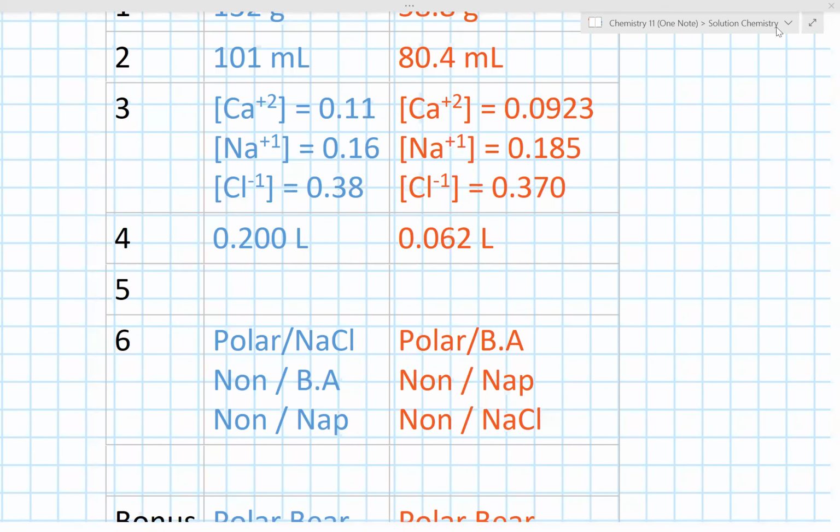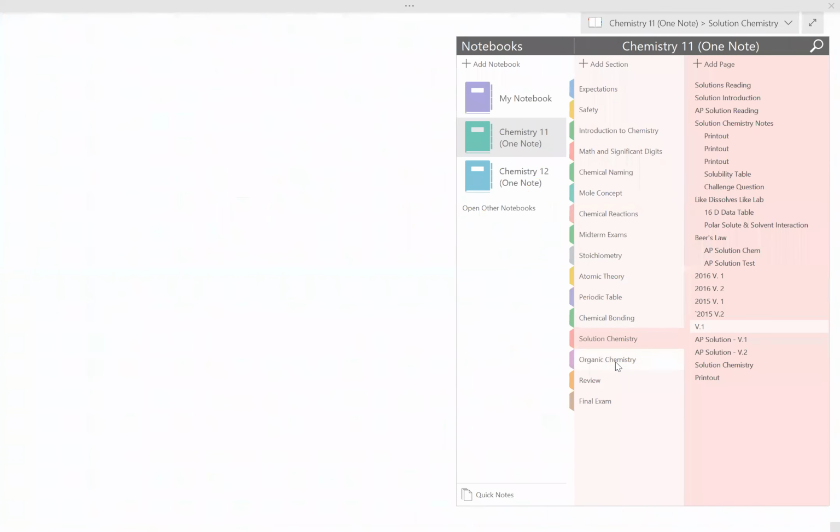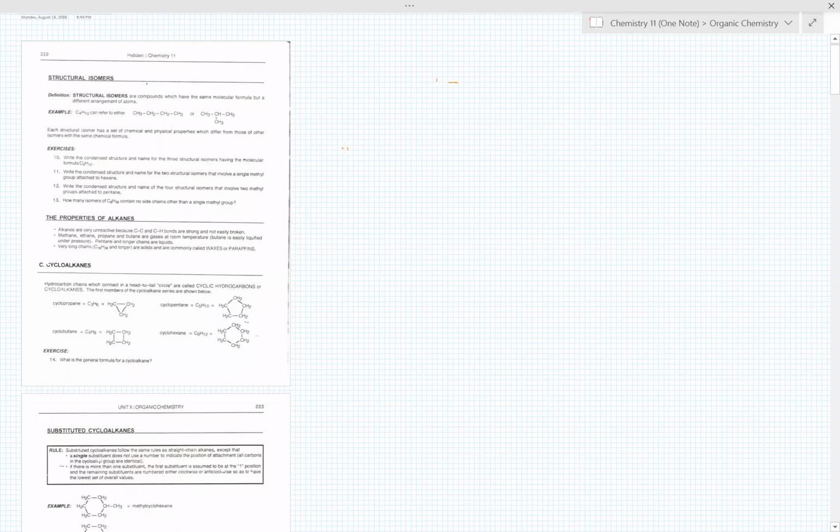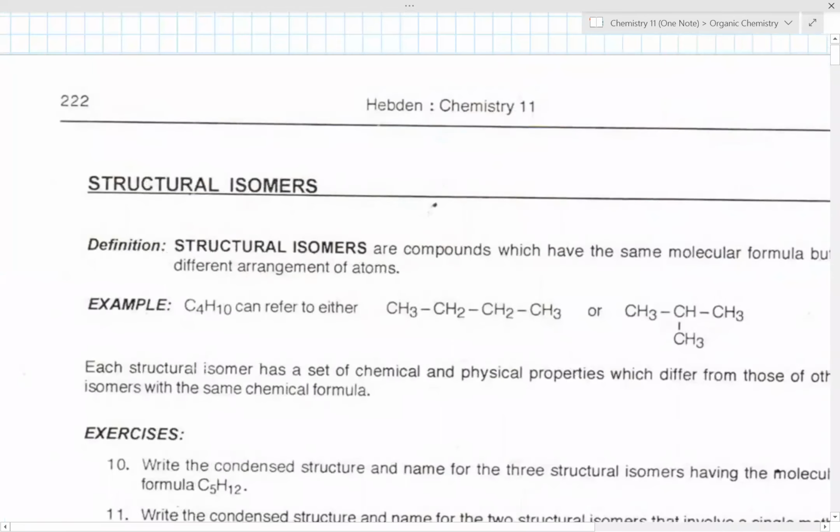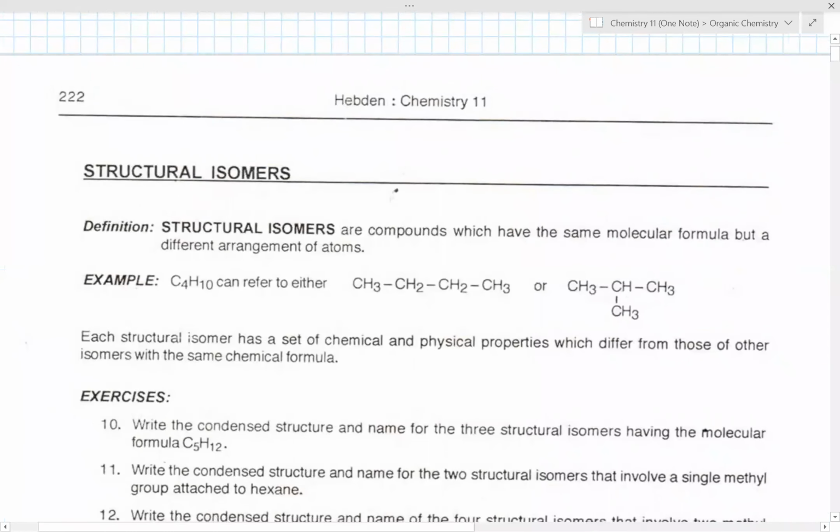So what I wanted to do is talk about organic chemistry and continue on with the notes. This one says structural isomers. Now, we've talked about isomers before, but structural isomers are compounds which have the same formula, but a different arrangement of atoms.